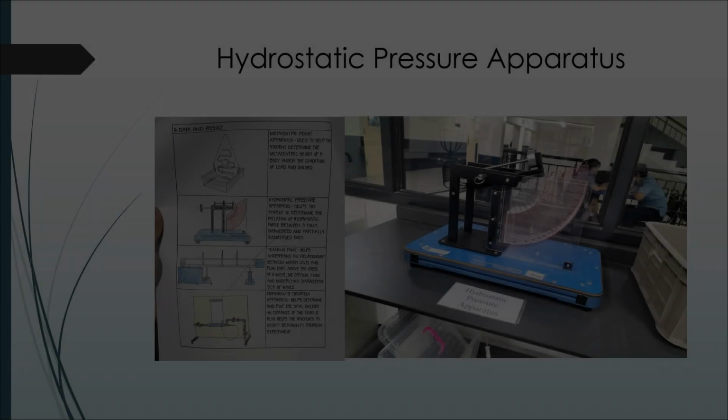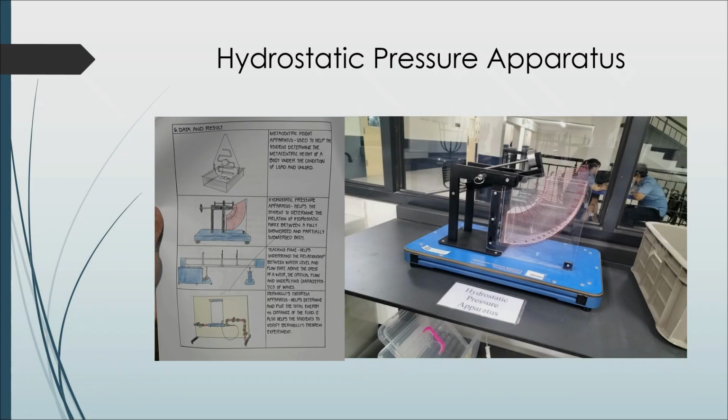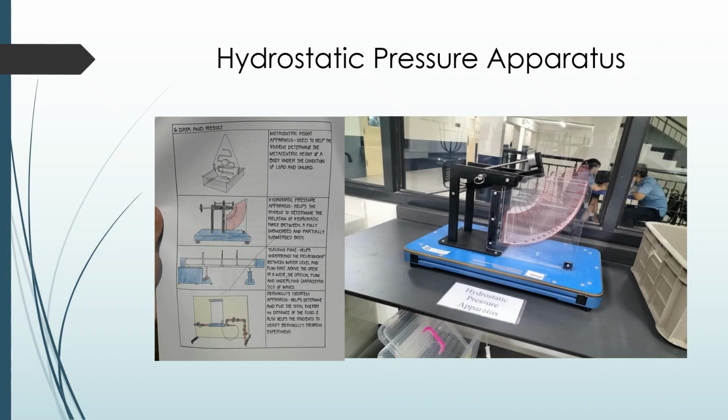Name: Hydrostatic pressure apparatus. The hydrostatic pressure apparatus is a fundamental laboratory instrument used to help students understand and determine the relationship between hydrostatic force acting on a surface when it is fully submerged and partially submerged in a fluid. It provides a practical way to verify theoretical principles of hydrostatics, particularly the magnitude, direction, and line of action of hydrostatic forces on plane surfaces.